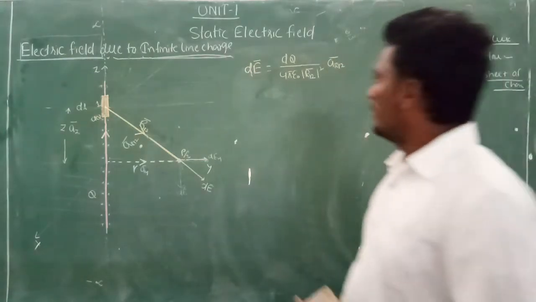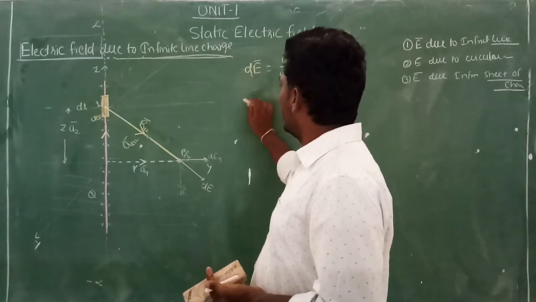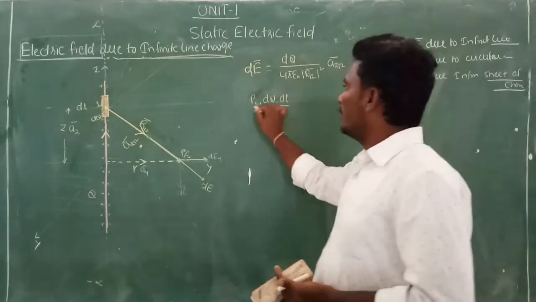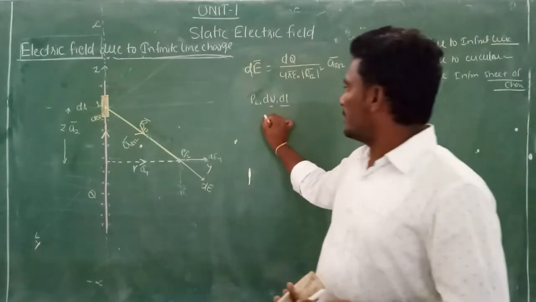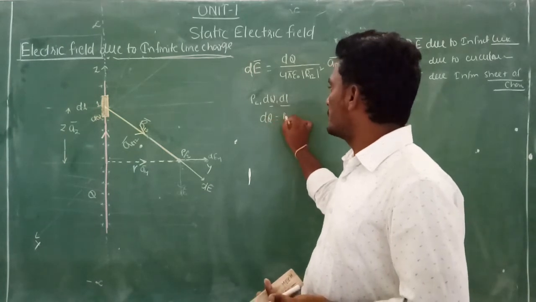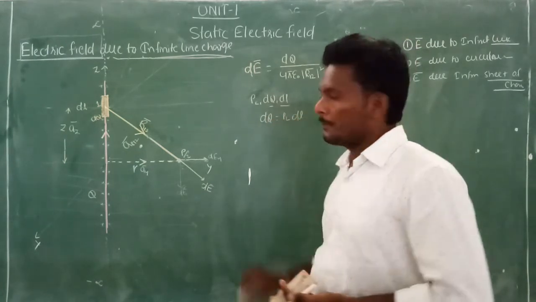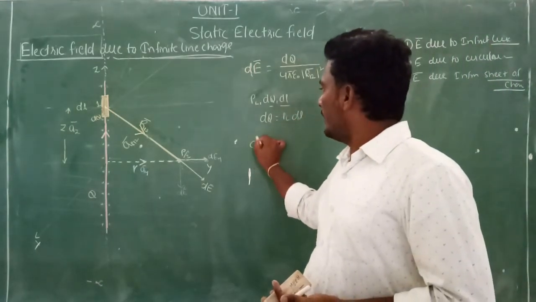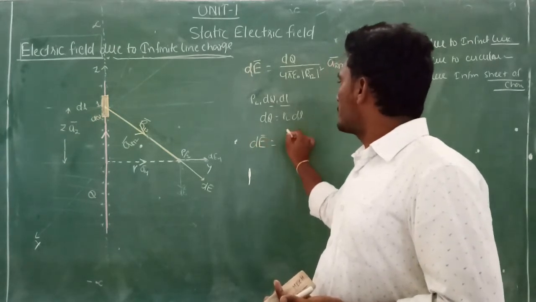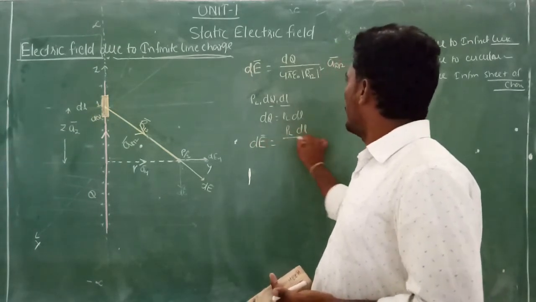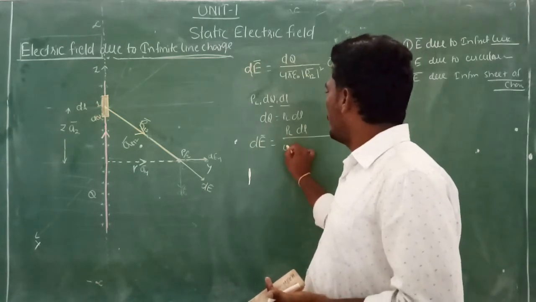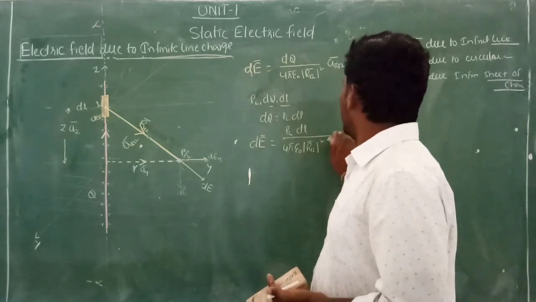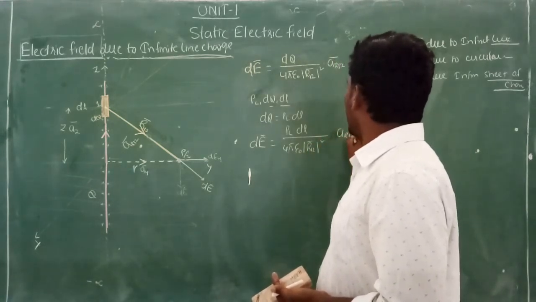Now see, we know the relation between rho L, dq and dl. What is the relation between those three components? It is dq equals rho L into dl. Now just substitute this dq value in this expression, so that you will get dE bar equals rho L dl by 4 pi epsilon naught magnitude of r12 square into a r12 bar.